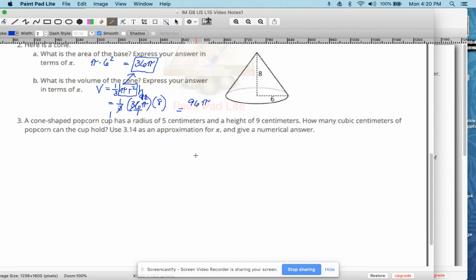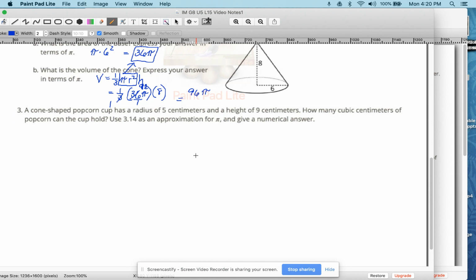Now they're asking you, a cone-shaped popcorn cup has a radius of 5 and a height of 9. How many cubic centimeters of popcorn can fit in the cup? And they want you to use 3.14. So instead of pi, they want us to substitute 3.14 and give them a numerical answer, which is a number instead of this symbol answer. So again, the volume of a cone is 1/3 times pi times my radius squared times my height.